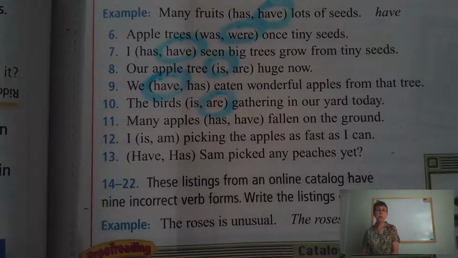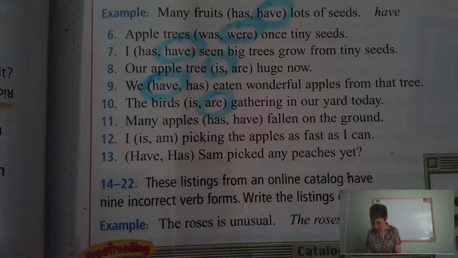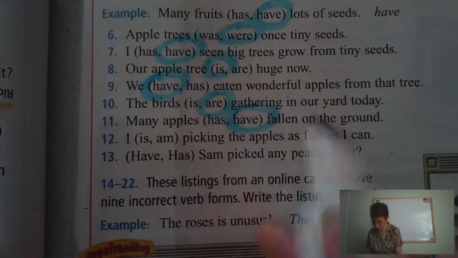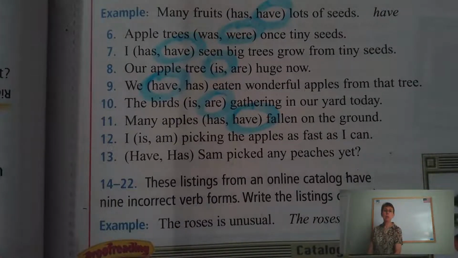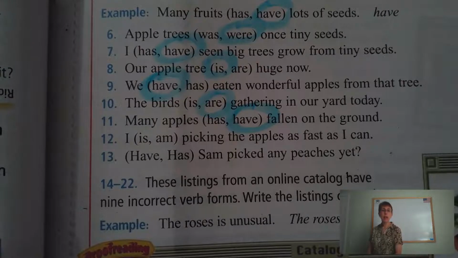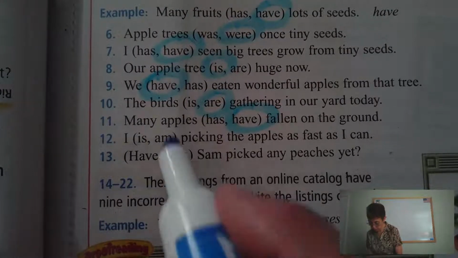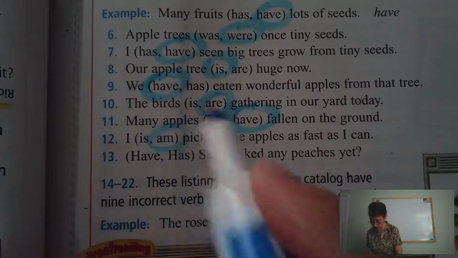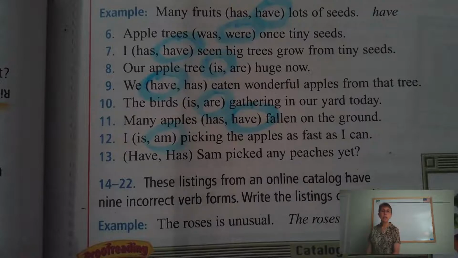Many apples blank fallen on the ground. Many apples. Apples is plural. We need to use the plural form of the verb. Many apples have fallen. Number 12, I blank picking the apples as fast as I can. I is singular. We use the singular form of the verb. I am picking.